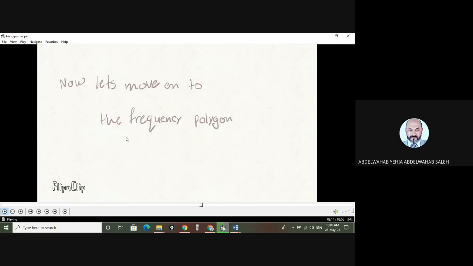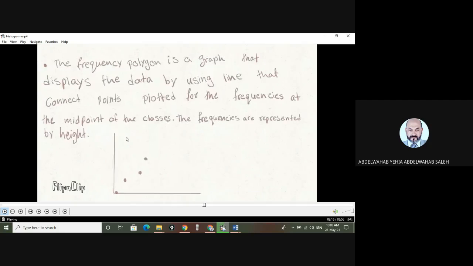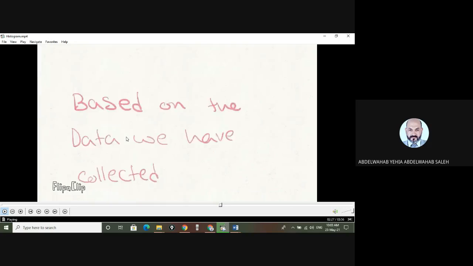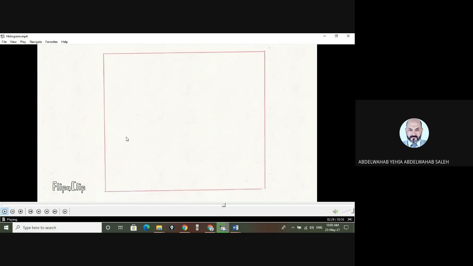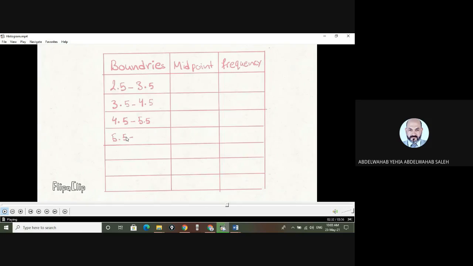Now let's move on to the frequency polygon. The frequency polygon is a graph that displays the data by using lines that connect points plotted for the frequencies at the midpoint of the classes. The frequencies are represented by height. Based on the data we have collected, we will start calculating.